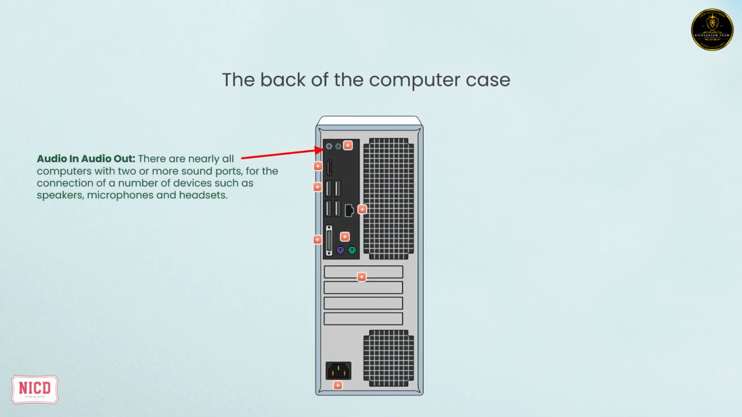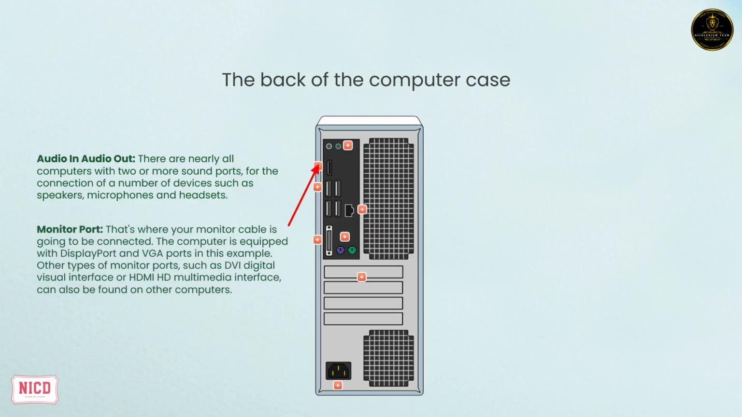Audio in, audio out. Nearly all computers have 2 or more sound ports for the connection of a number of devices such as speakers, microphones and headsets. Monitor port. That's where your monitor cable is going to be connected. The computer is equipped with DisplayPort and VGA ports, in this example. Other types of monitor ports, such as DVI, Digital Visual Interface, or HDMI, High-Definition Multimedia Interface, can also be found on other computers.